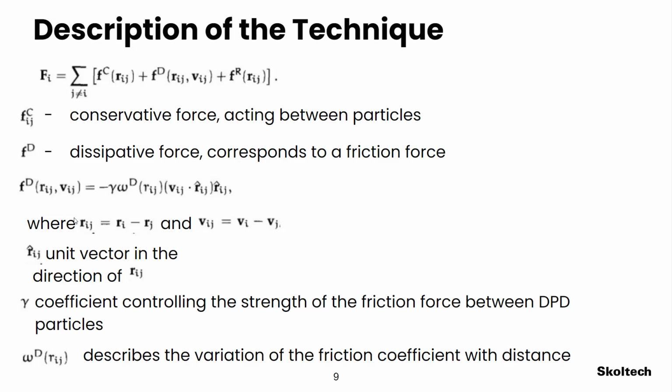Here you can see a formula for this, and Rij is the difference between atoms' coordinates, and Vij is the difference between velocities of these atoms, and gamma is an important coefficient controlling the strength of the friction force between DPD particles, and omega d describes the variation of the friction coefficient with the distance.